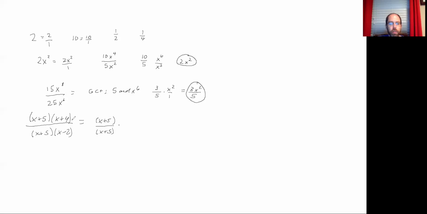And what do I have left here? In my numerator, I have x plus 4. And in my denominator, I have x minus 2 right here. So this expression right here can first be thought of as the greatest common factor divided by the greatest common factor times whatever is left right here. Now here's the reason that this is so beneficial. Let's take a look at what we reduce this to now.